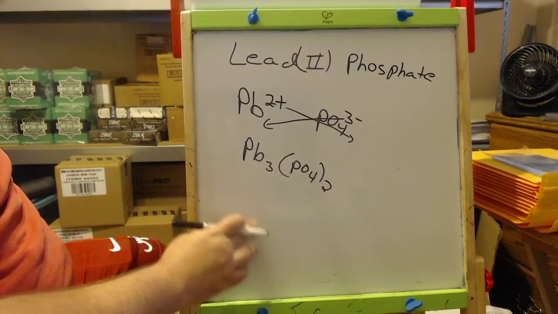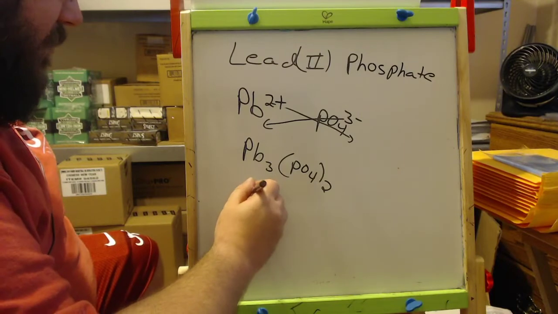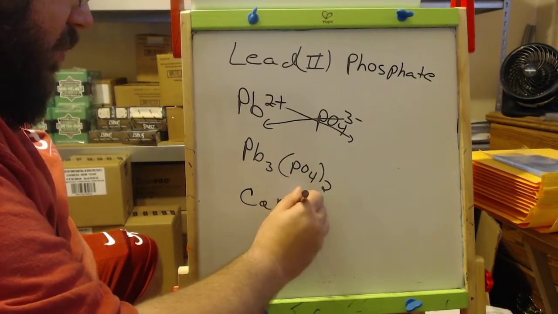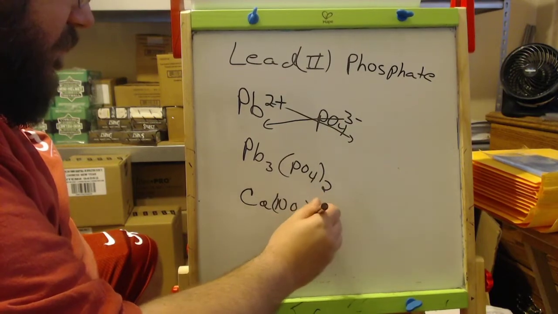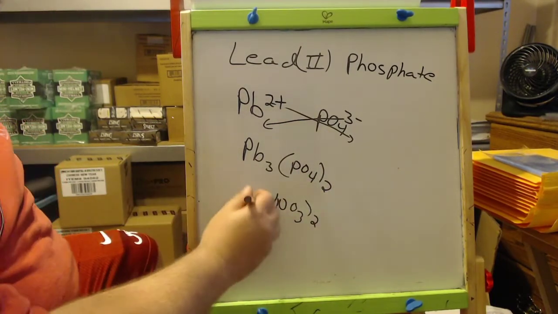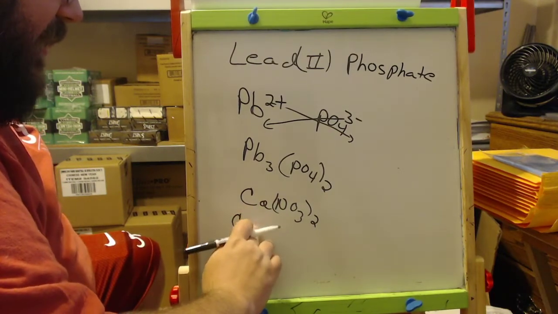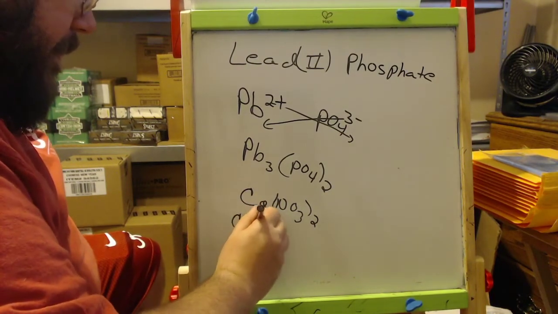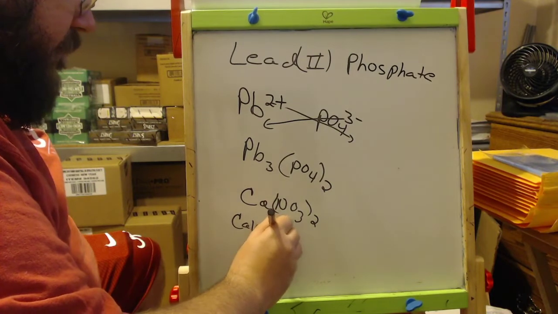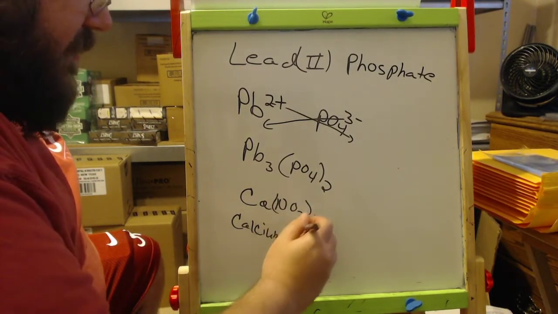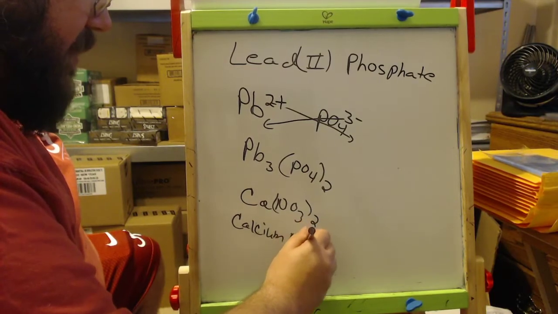Okay, so let's look at this one. How would we name Ca(NO3)2? Ca is calcium, and since it's in group 2, we don't need a Roman numeral. And this is nitrate, so this is calcium nitrate.